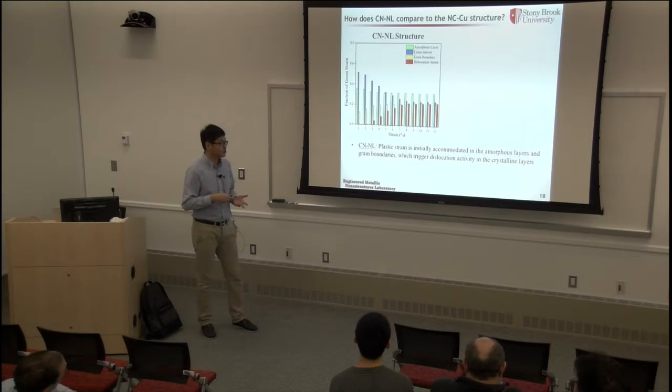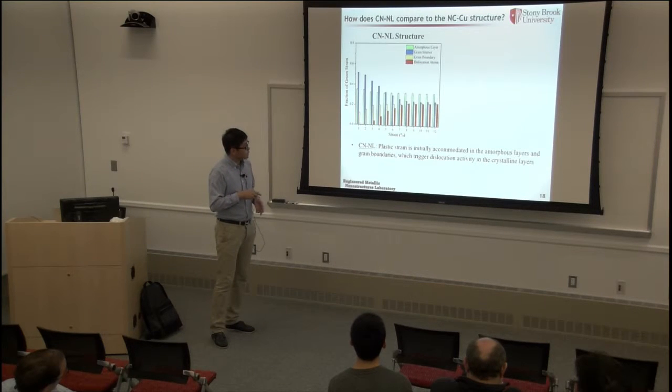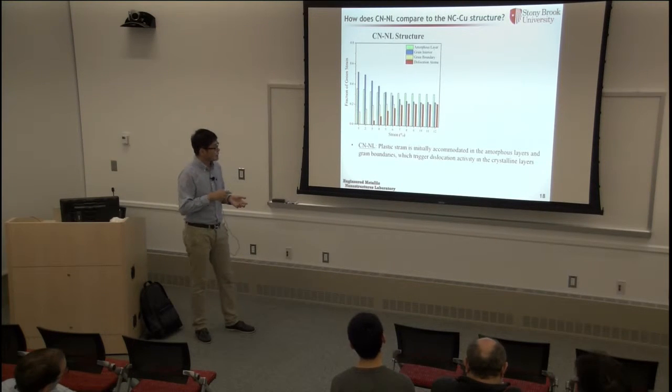it shows that plastic strain is initially accommodated in the amorphous layer, which takes about a 0.3 fraction of the total grain strain, and the grain boundary layer, which is about a 0.2 fraction of the total grain strain. And this triggers the later dislocation activity in the crystalline layer.